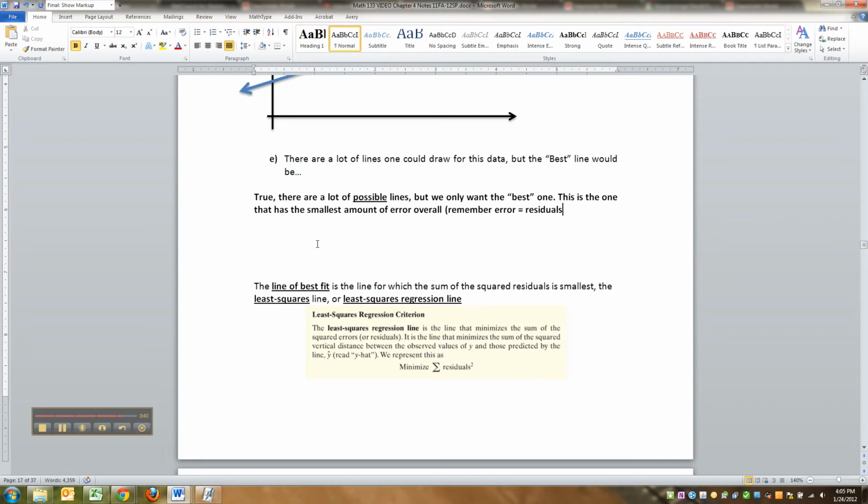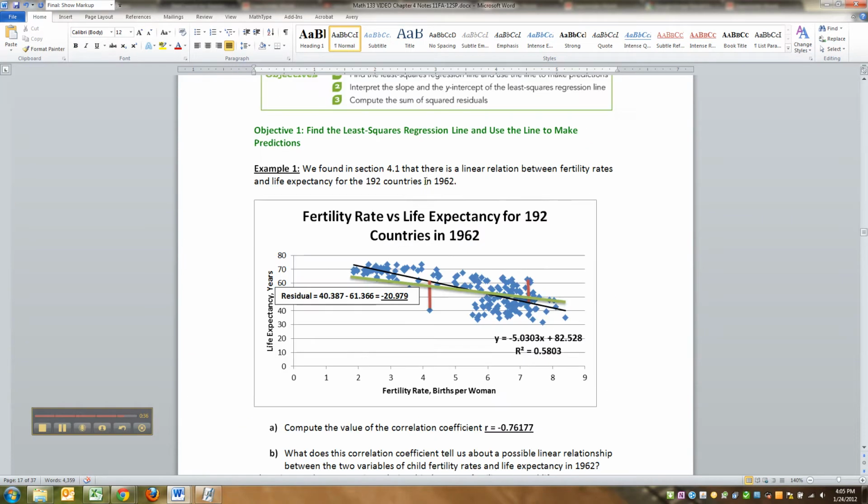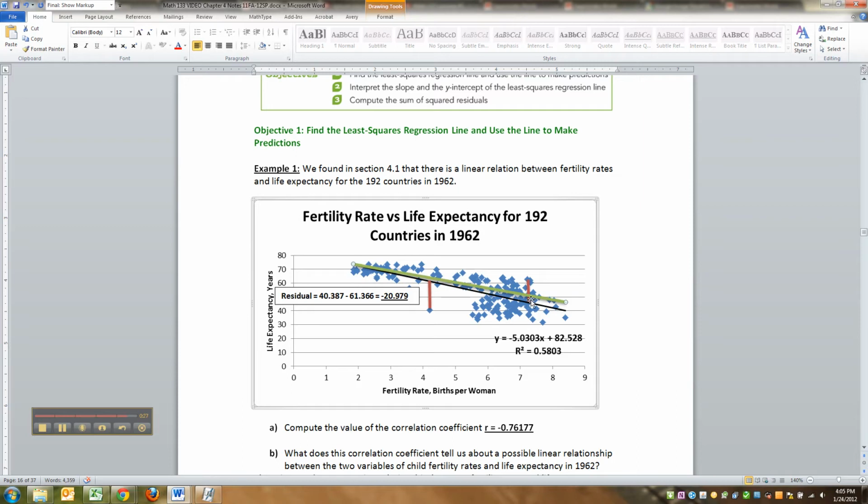Okay, so you're going to want a line that limits how much offness, right? Because every point's off a little bit from the black line, right? Or the green line or whatever. And you want whichever line's going to make it so that that offness is the smallest it can be overall for the whole thing. Okay.